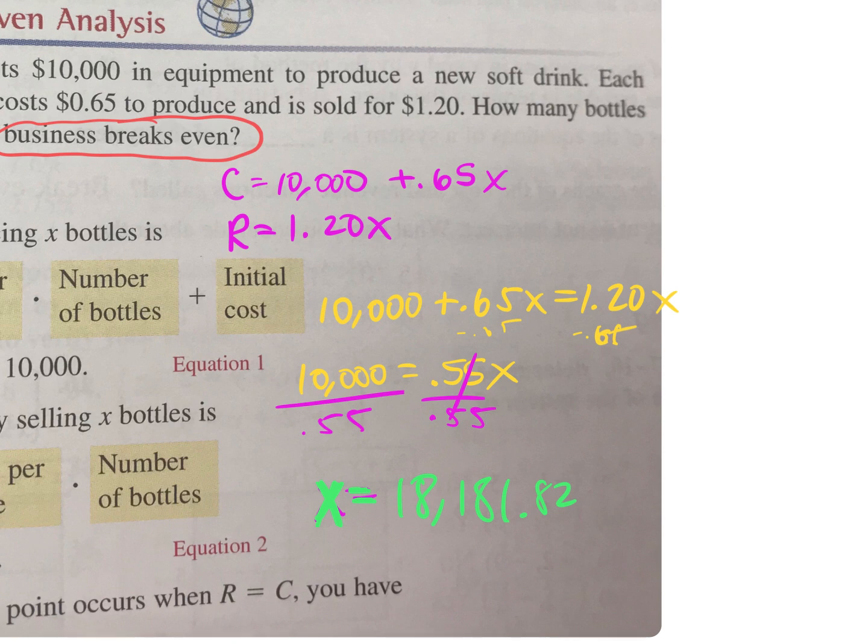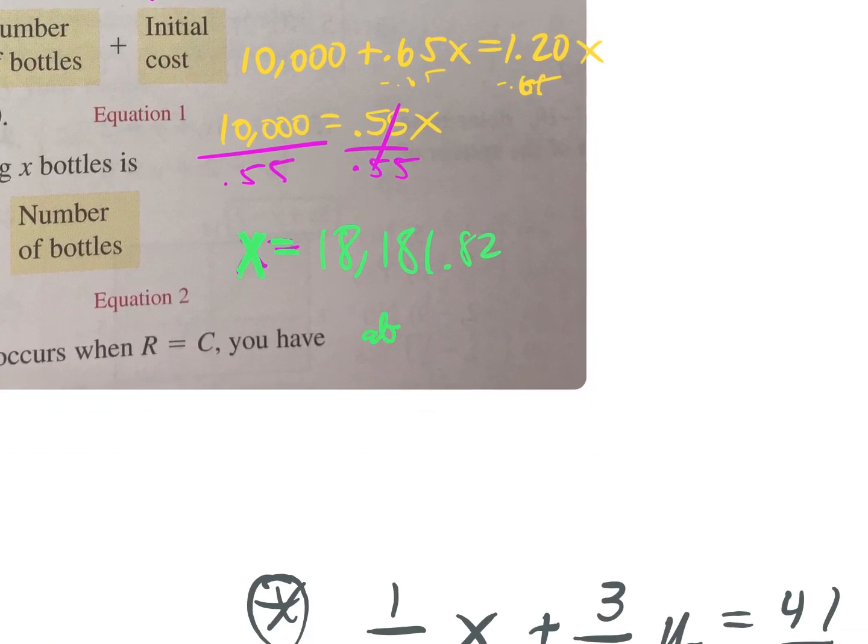All right, now we're talking about a word problem, so I want to answer this correctly. What does x represent? The bottles. So about how many bottles do I need to make in order for me to break even and then start making money? About 18,181 and what? 82 bottles, correct. If I don't make that 182nd, if I only make 181, did I make any money? No, you have to make that whole bottle. Does that make sense?